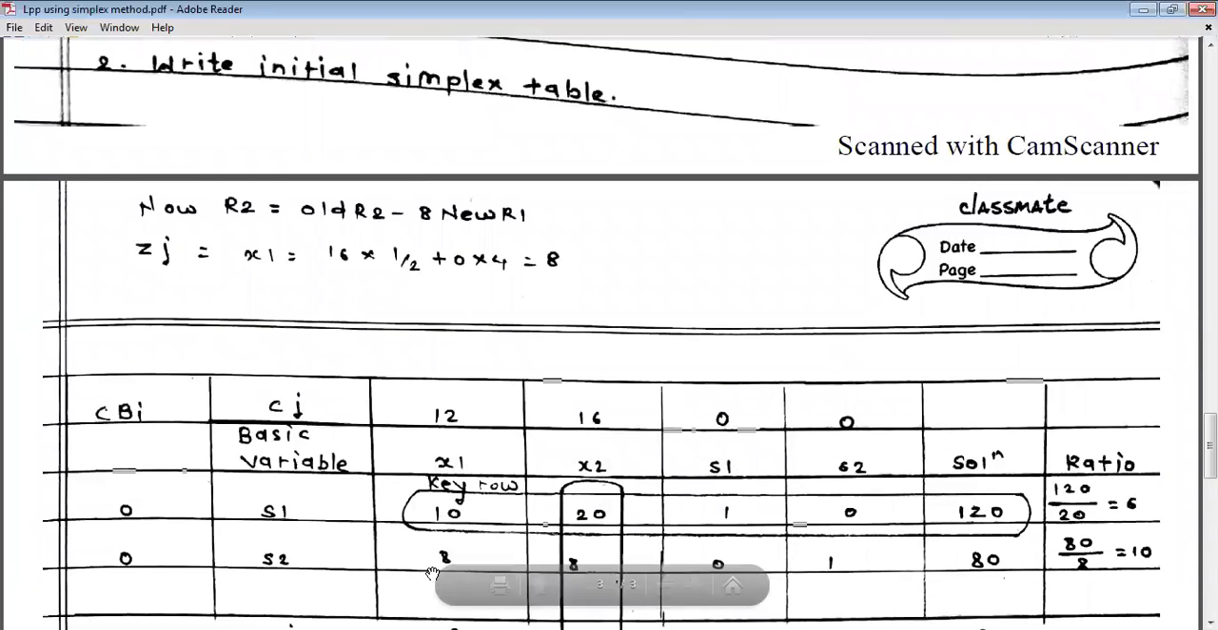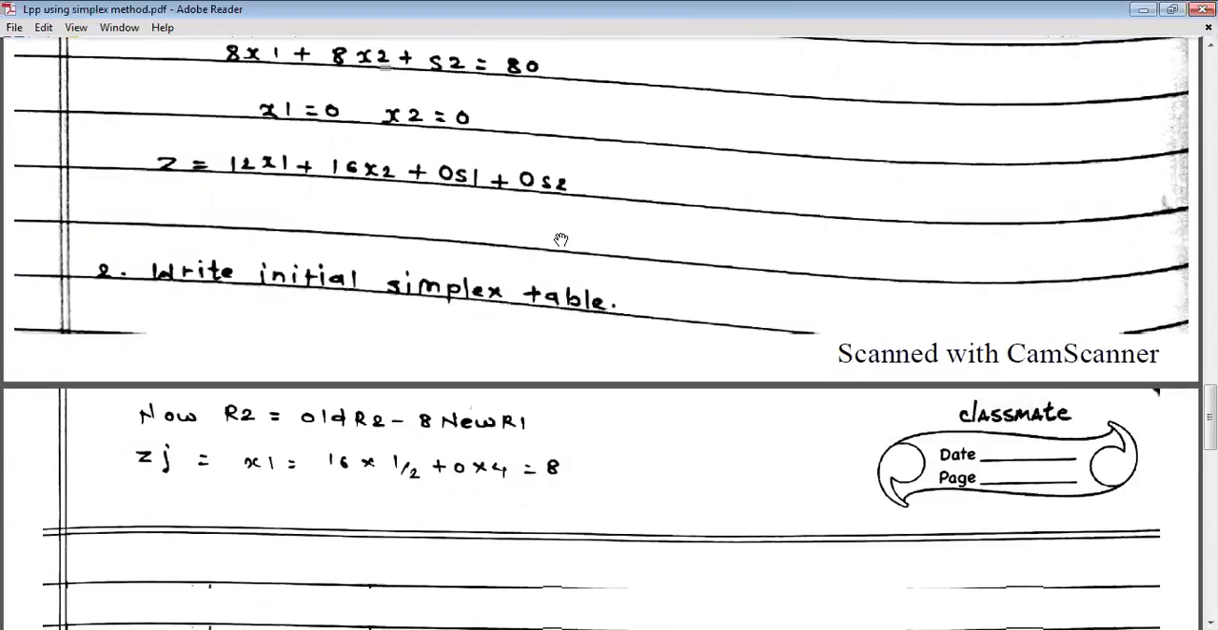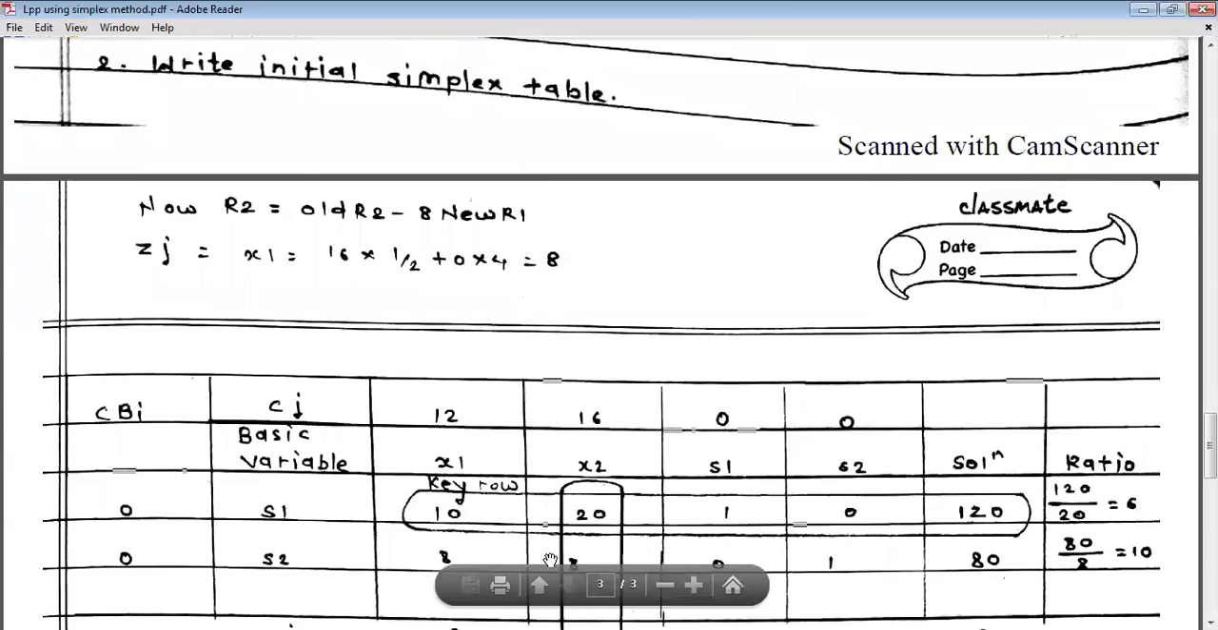Now for S2, what are the values? In this case, 8x1. The coefficient for x1 is 8, for x2 is 8, for s2 is 1, and for s1 is 0. We'll be writing here 8, 8, 0, 1, and 80.